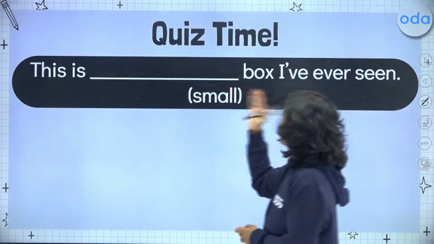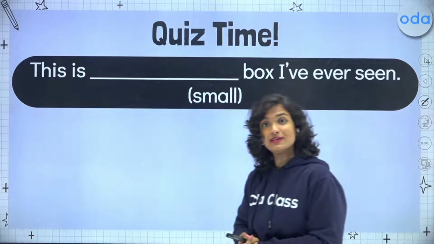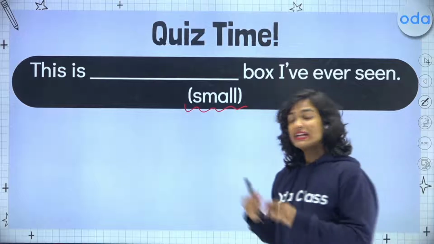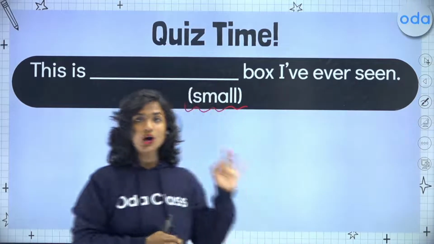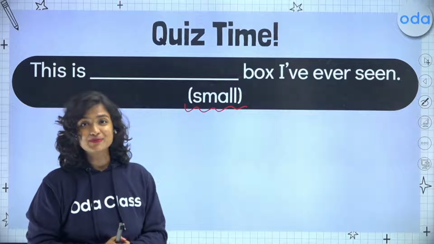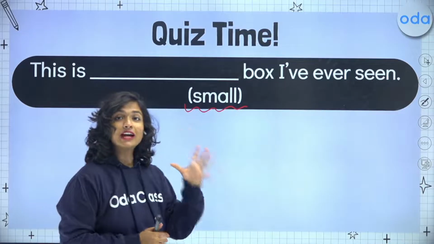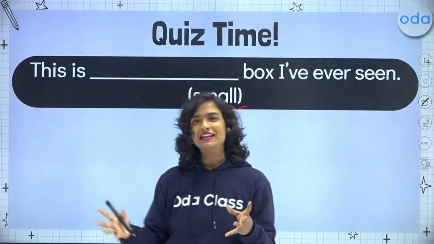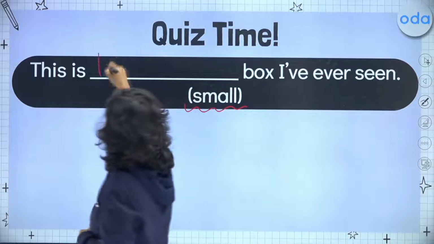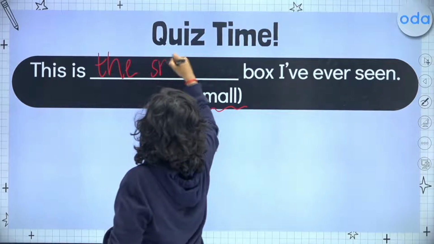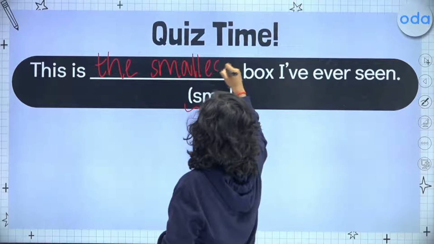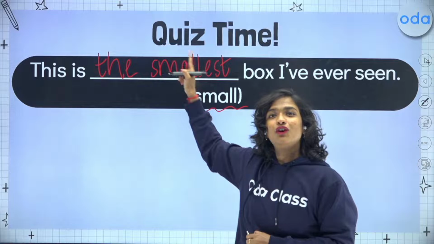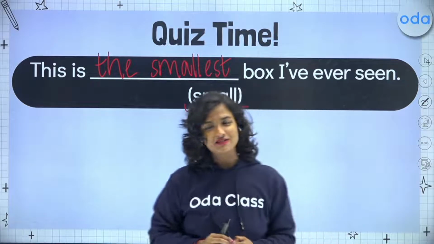Once again, let's move on to a couple of quick quizzes. This is blank box I have ever seen. And the adjective to be used is small. This is blank box I have ever seen. Superlative degree, we are comparing this one box with all the other boxes that I have seen in my life. So this is the smallest box I have ever seen. So we use our keyword followed by the superlative degree of the adjective.